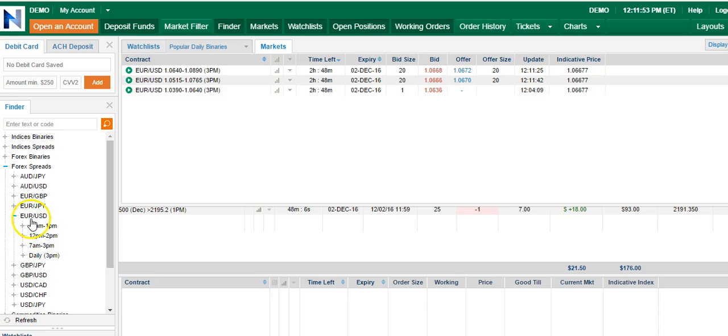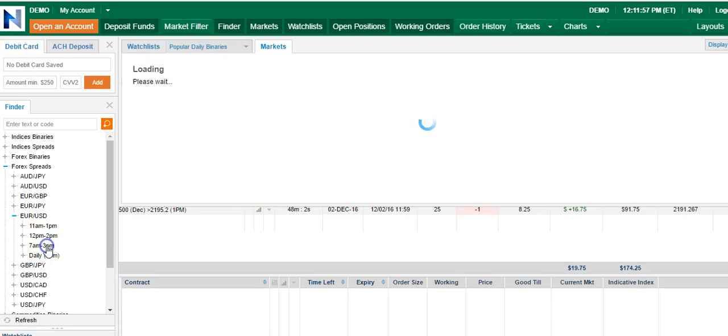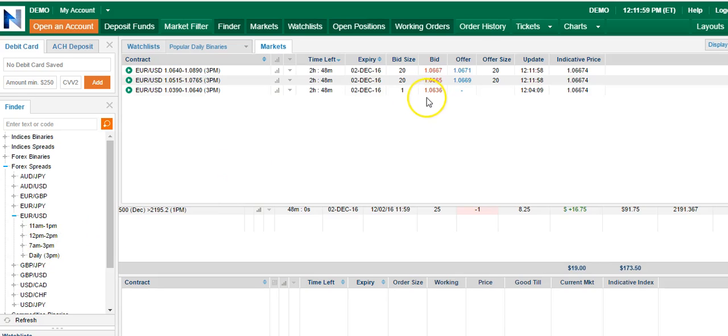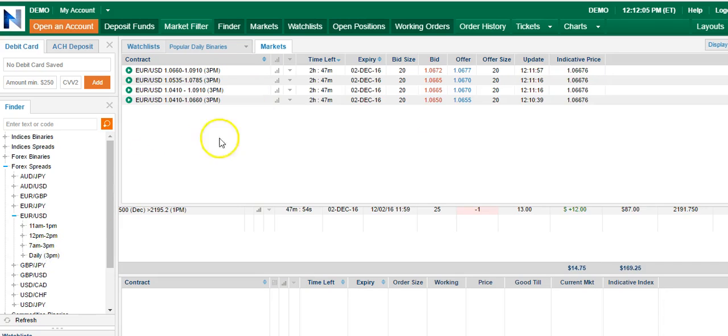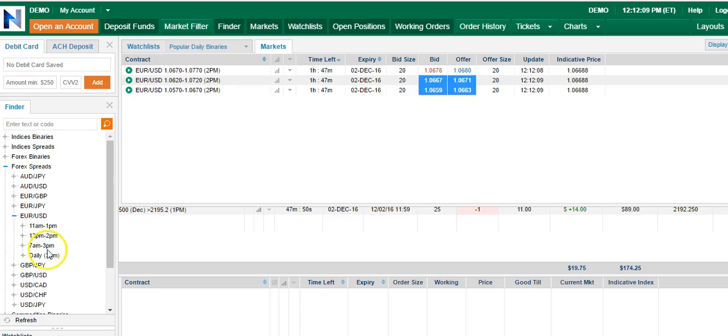So for the Euro US dollar Forex spreads, we're going to look at the 3 p.m. option. And there's three different options here. In different ones, if I click on the dailies, they give you four different options. And if I do 12 to 2, it's two different options and so forth. But in this example, hopefully it'll show you how exactly it works.